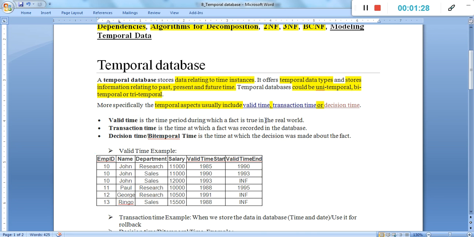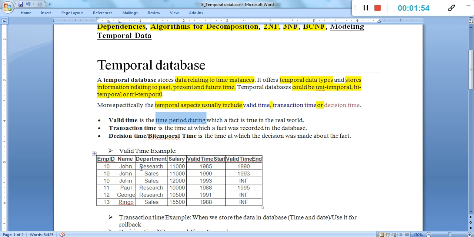For example, an employee has a salary of 10,000. The period of that salary is the time from which a particular employee has had a salary of 10,000 to which time. That is simply the period during which it holds. That is the valid time, with a start and an end.